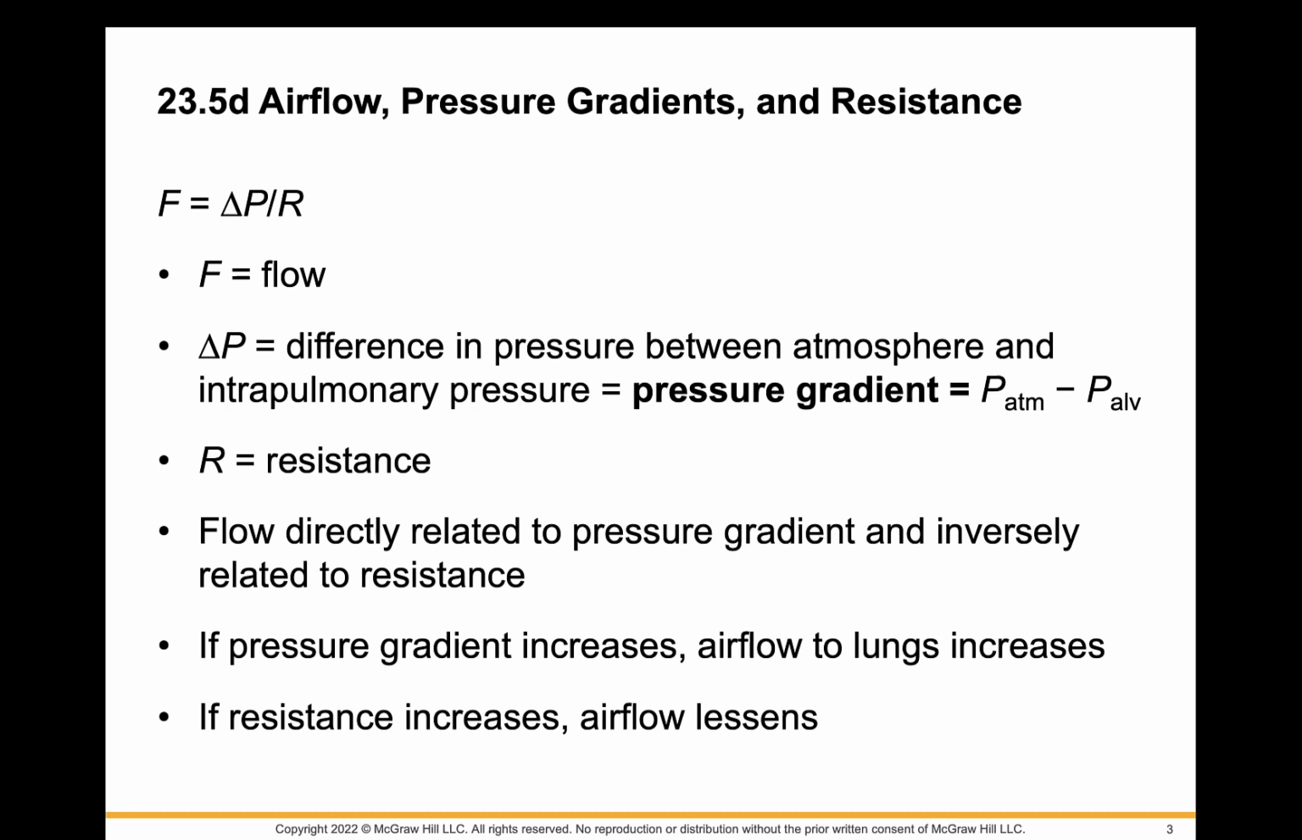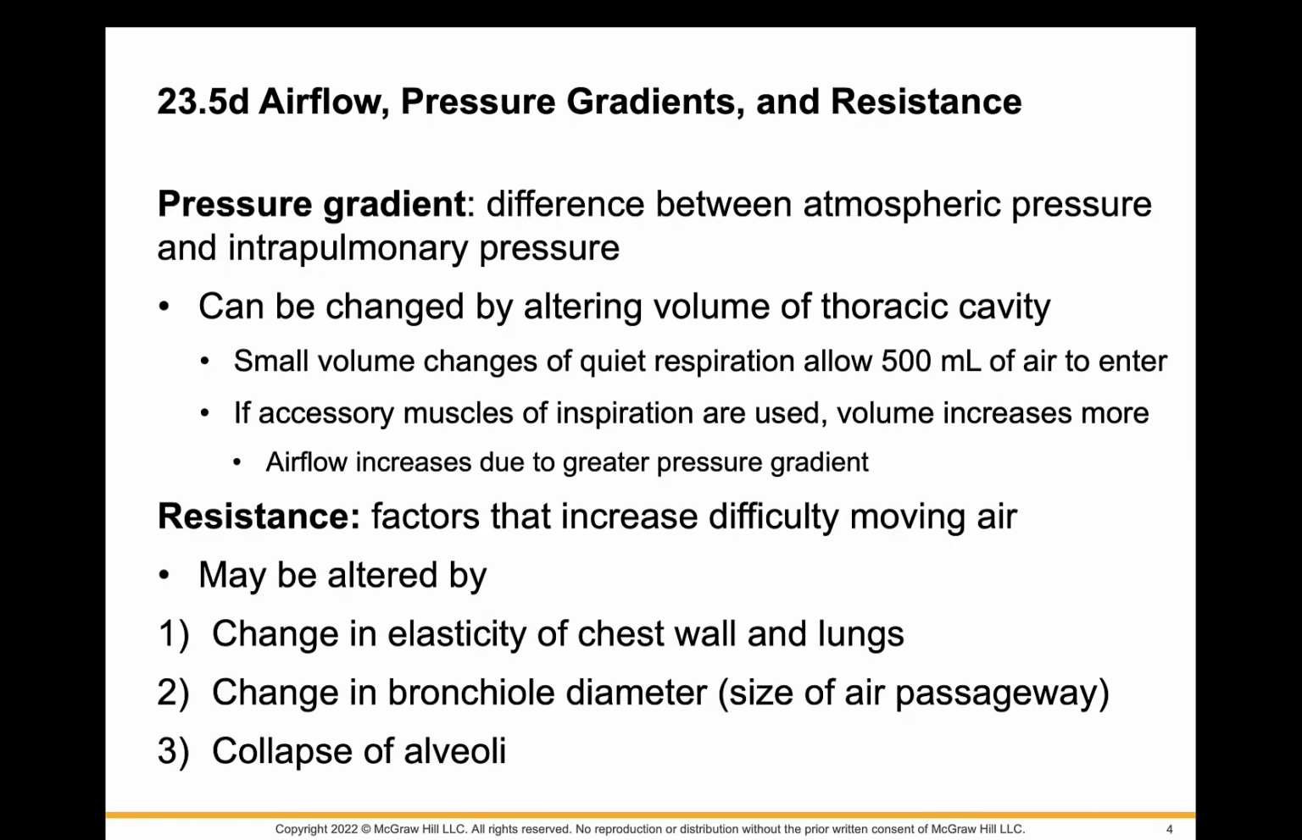Now, the relationship here is especially important. Remember, flow is directly related to pressure gradient and inversely related to resistance. If pressure gradient increases, we will see a corresponding increase in airflow to the lungs. If resistance increases, we will see a decrease in airflow, and please take note of that inverse relationship between resistance and airflow. Now, as noted previously, the pressure gradient is going to be the difference between atmospheric pressure and intrapulmonary pressure.